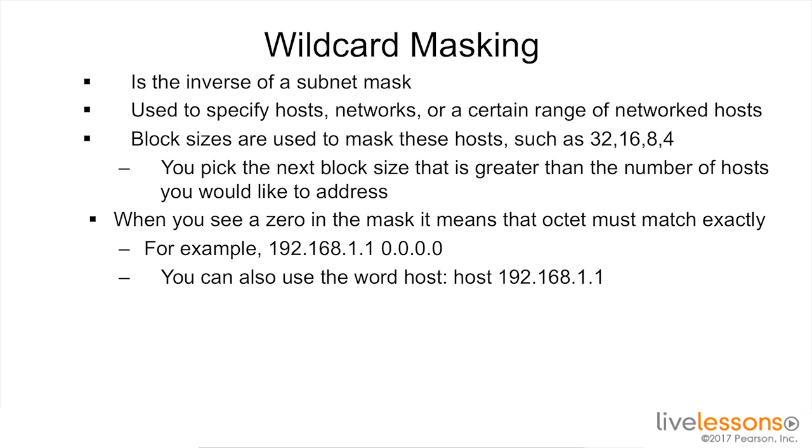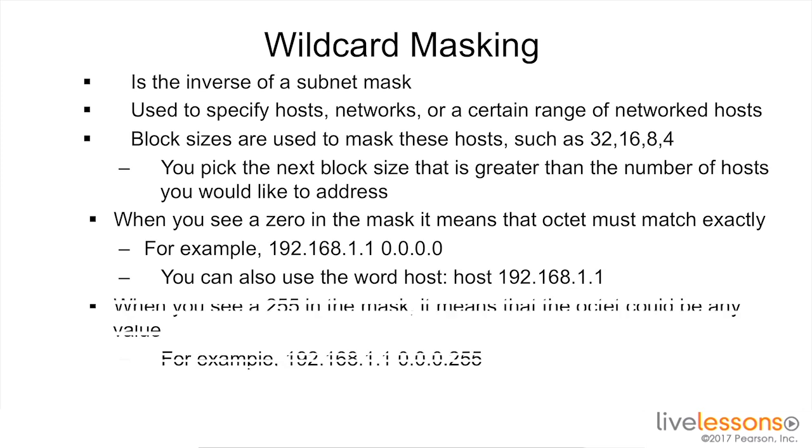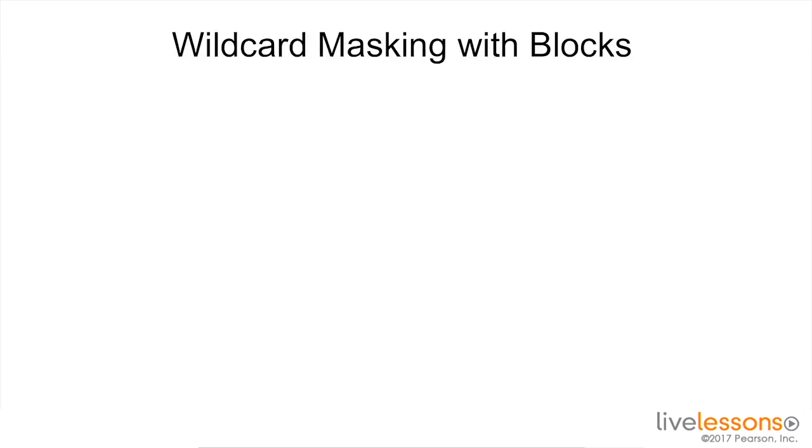192.168.1.1. When you see a 255 in the mask, it means that the octet could be any value. For example, if I want to include any host on the network 192.168.1.0, I would use the wildcard mask of 0.0.0.255.